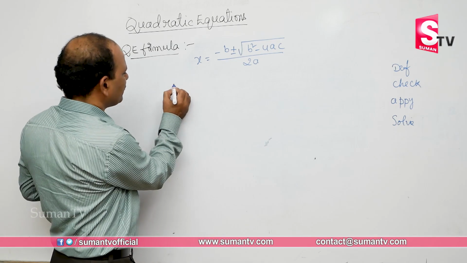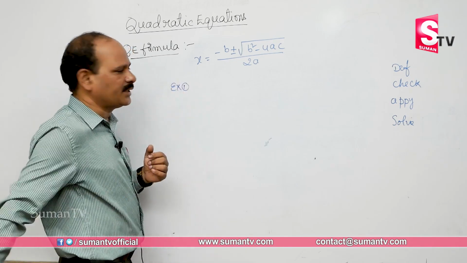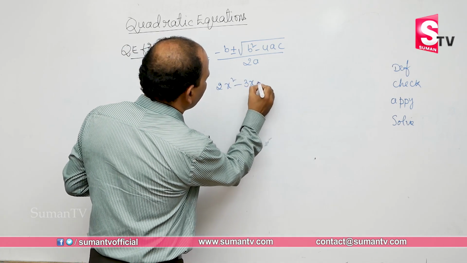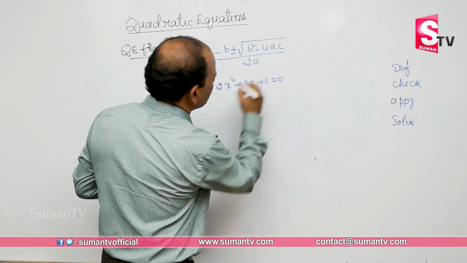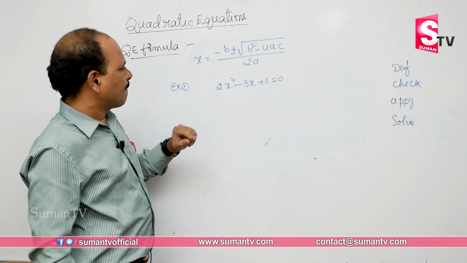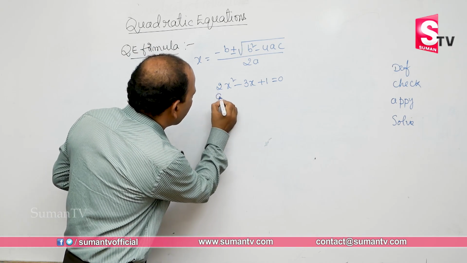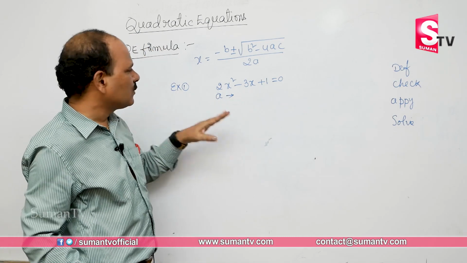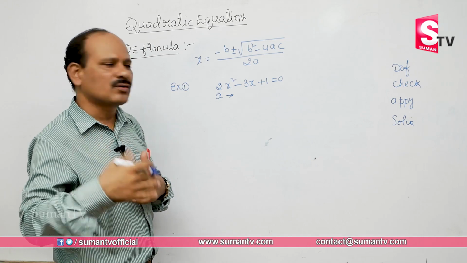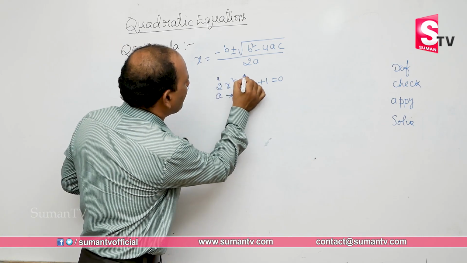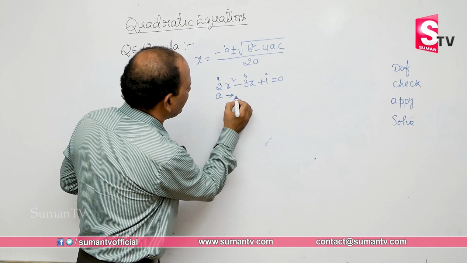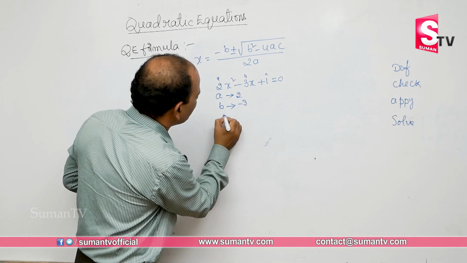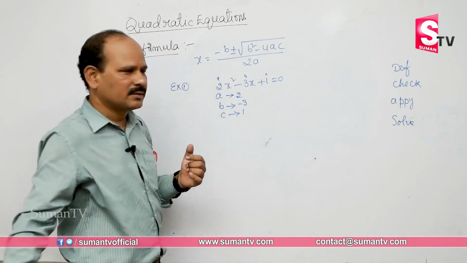Now, again let us take one example problem and discuss it. 2x square minus 3x plus 1 is equal to 0. This is in the form of ax square plus bx plus c, so we have to select which one is a, which one is b, and which one is the constant. So I am writing here clearly: a is 2, b is minus 3, c is plus 1.